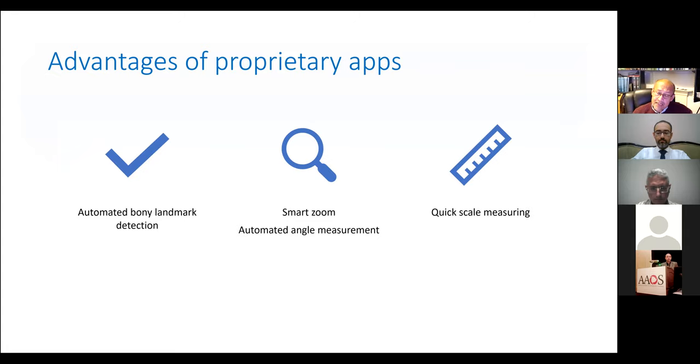When I say proprietary apps, I mean these apps that are designed specifically for deformity analysis and simulation of correction. What they have over the general image manipulation programs like Photoshop is that they make the job quicker and easier. Very often they may have automatic bony landmark detection like the ends of the femoral condyles or the width of the shaft. They have smart zoom features. And also, once you've drawn the main lines, the reference axes and the tangents to the joint lines, they will generate the angles automatically. And also, it's very easy to scale your measurements to the X-ray. Once you've calibrated the software, all your measurements will be to scale.